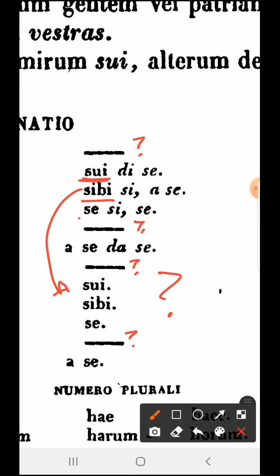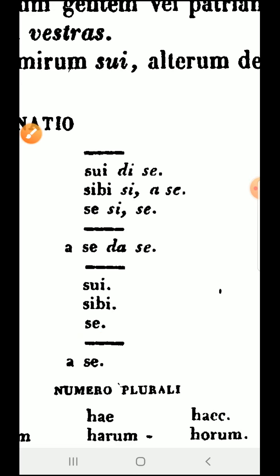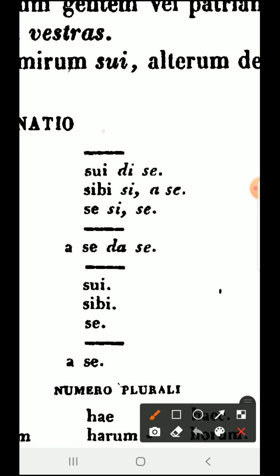Sui, sibi, se, singular. Sui, sibi, se, plural. As I said, sui is a strange pronoun. Sui is what's called a reflexive pronoun, and I'll write that up here just to remember. Sui is a reflexive pronoun. It's a pronoun that refers back to some subject. The subject would already be known, and this pronoun would refer back to that subject.